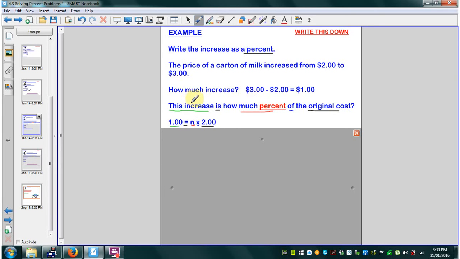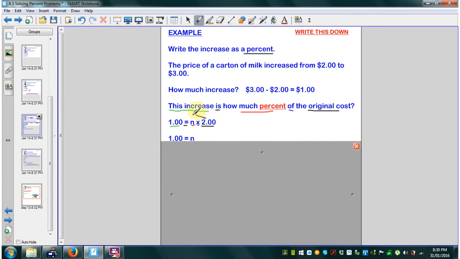So we asked ourselves, this increase is how much percent of the original? That's what the question asks. The question often gives you clues how to set it up mathematically. So we just do this now using our algebra. So we want to get n by itself.